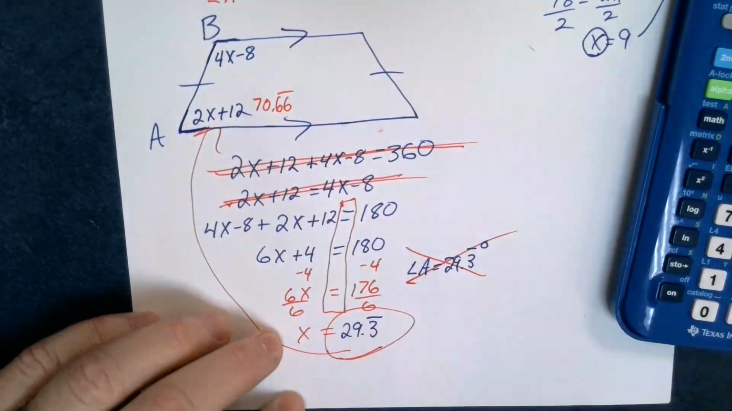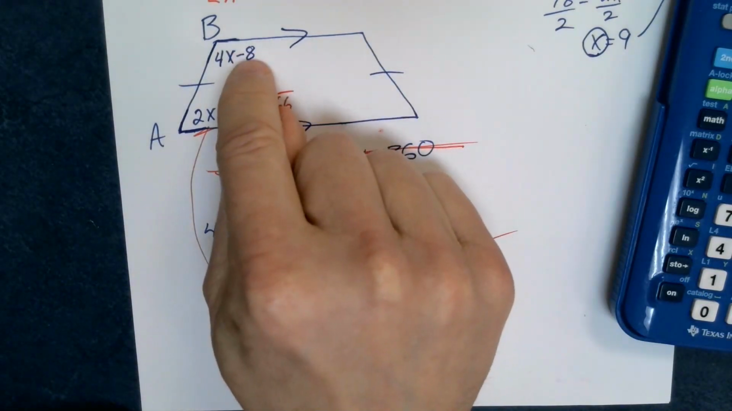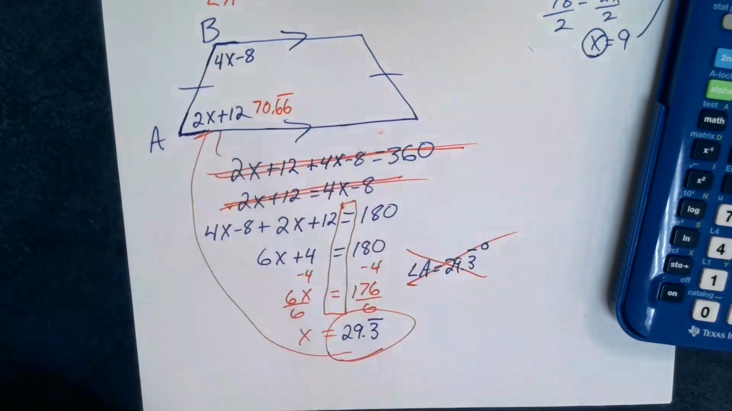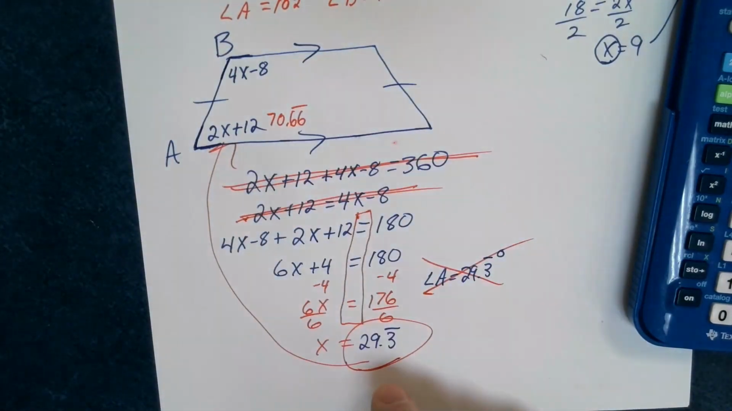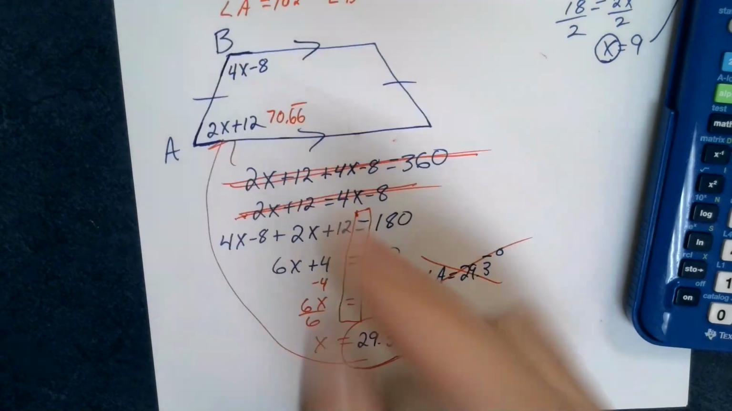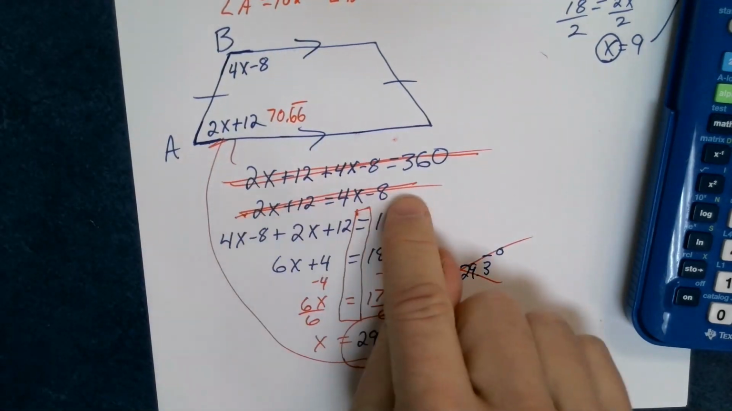70.66 degrees. Now, should I also get 70.66 for this? The answer is no, I shouldn't. This is a bigger angle. So I can't just assume that they're the same, right? That's when we wrote this statement. That doesn't make any sense.